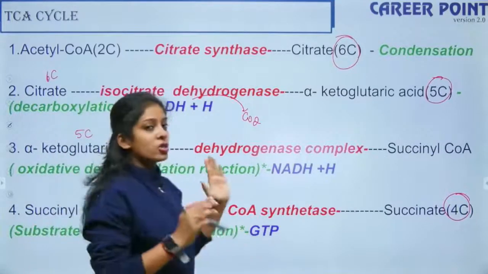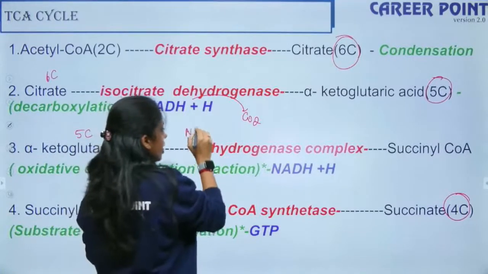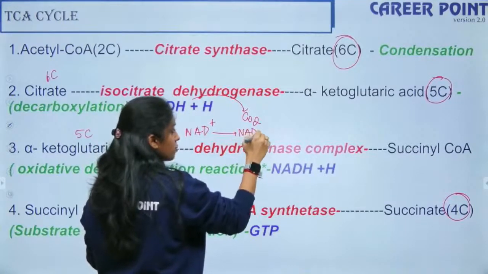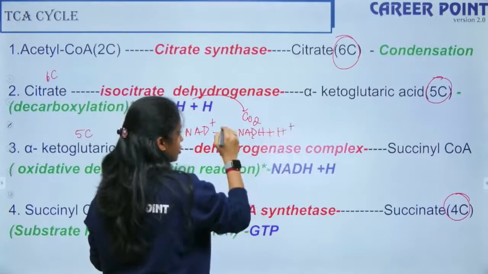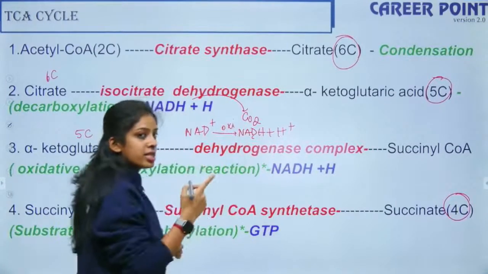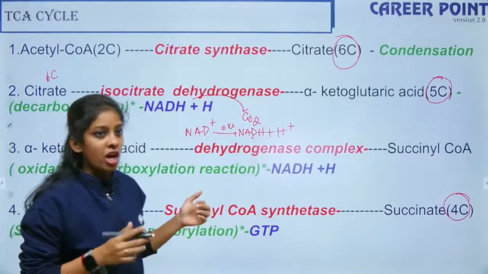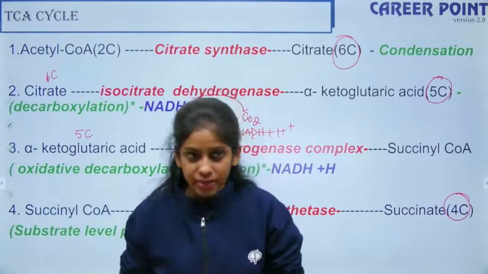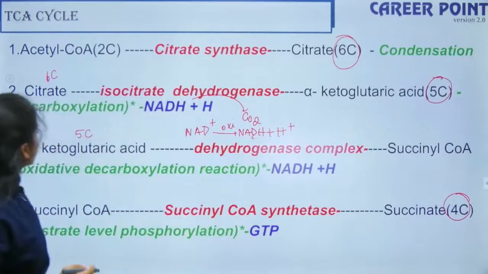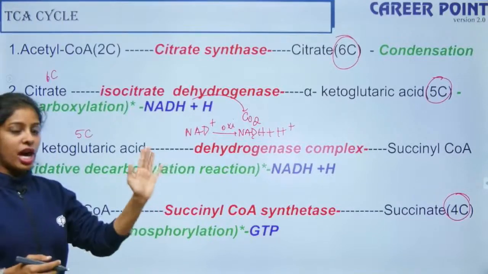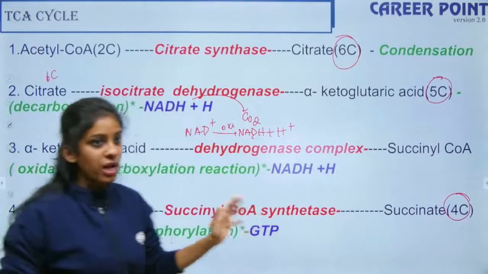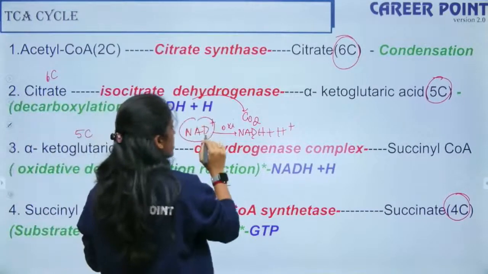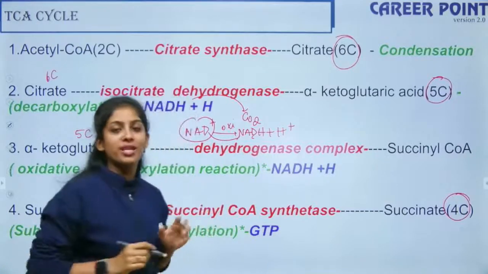So it's again a type of decarboxylation reaction. What is oxidative decarboxylation? When NAD plus is getting converted into NADH plus H plus, this is oxidation. And when 1 carbon is removed, that is decarboxylation. So this entire thing is oxidative decarboxylation. You got the trick? Here also it says decarboxylation. I hope you now know what decarboxylation is. When I say oxidative decarboxylation, it means NAD plus is getting converted to NADH plus H plus.